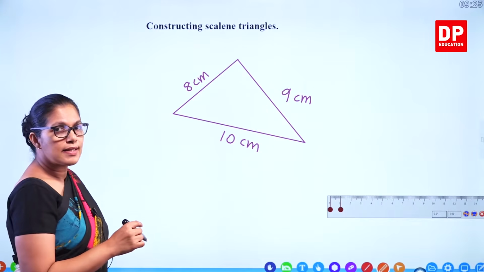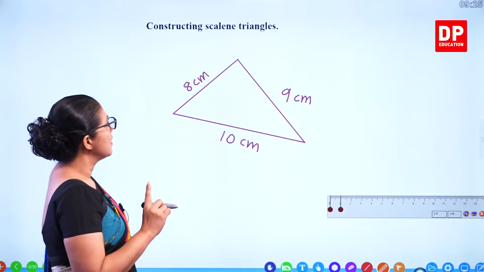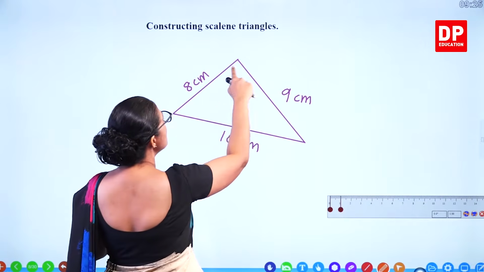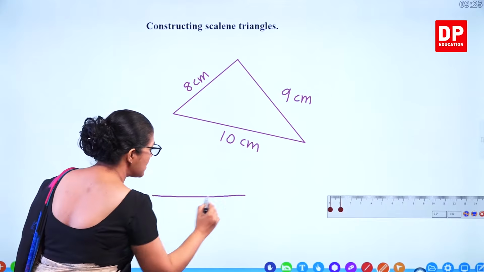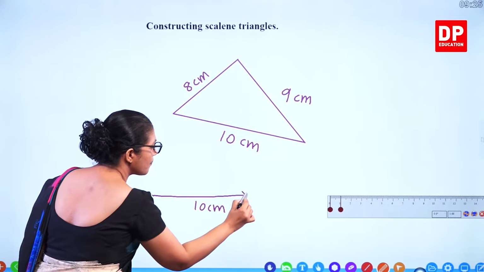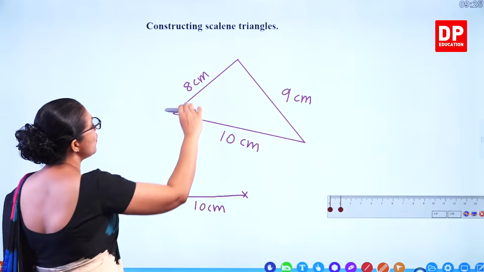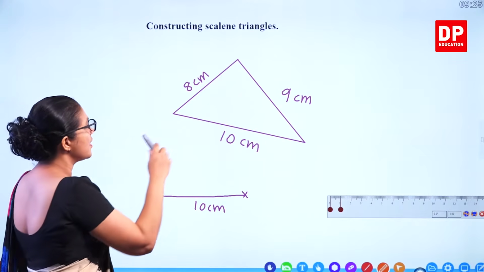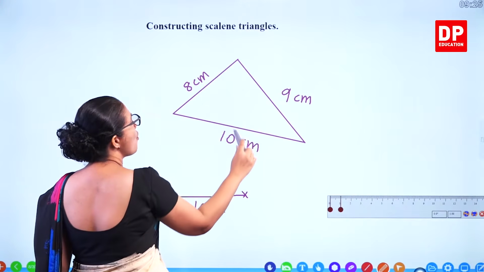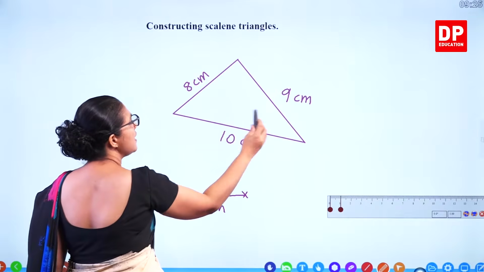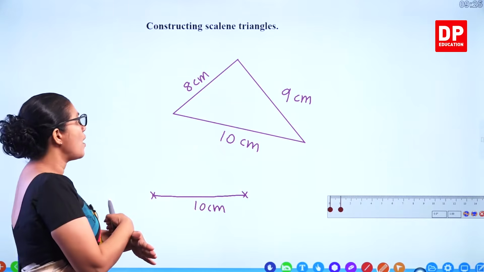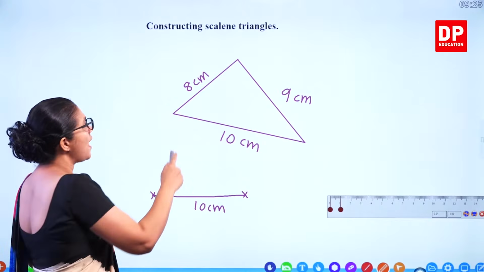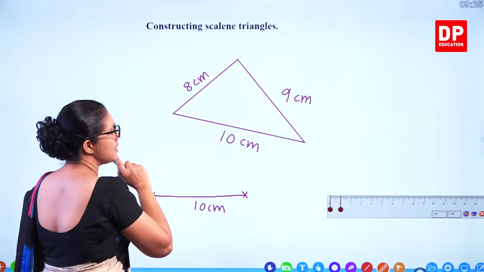We can construct this. So we can check with the two lengths. Now think about when you take this length, 10 centimeter length, and if you keep this length and this length, what can you say? So that's more than 10. So when you keep 8 here, 9 here, it overlaps. So when you add the two, 8 plus 9, 17 centimeters. So that's bigger than 10 centimeters.